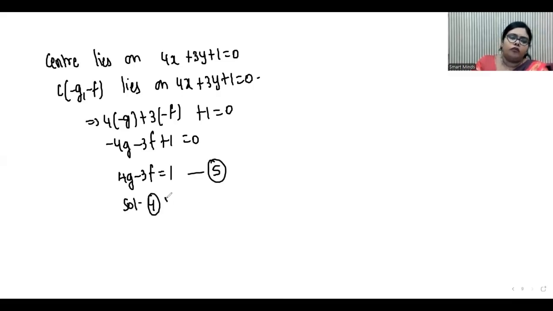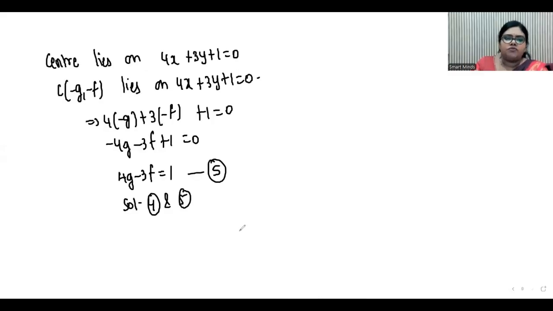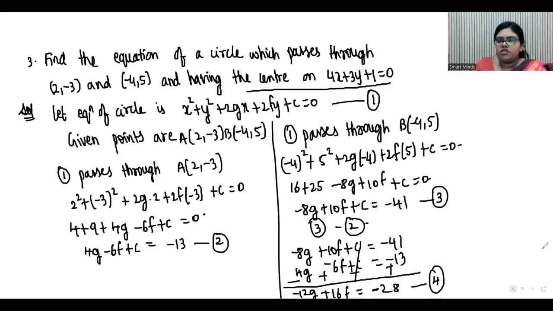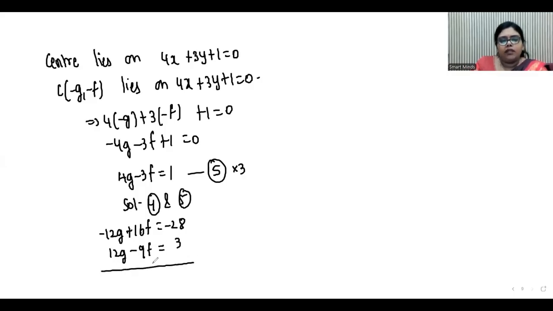Now you have to solve 4 and 5. Now see, in the fifth equation you have 4g and in the fourth equation you have 12g. So multiply the fifth equation with 3, so that both will become 12g, 12g. You can cancel it off. Now let us copy the fourth equation as it is: minus 12g plus 16f is equal to minus 28. And the fifth equation you multiply with 3. So 12g plus 9f is equal to 3. Directly you can cancel, no need of changing the signs because already you have a positive and a negative sign.